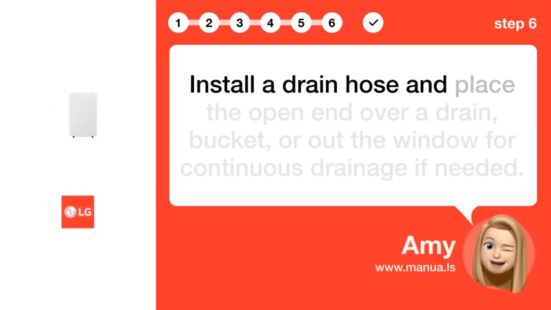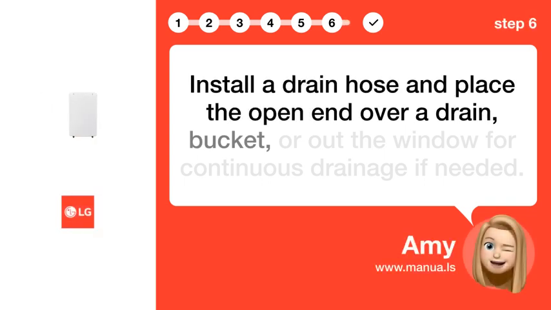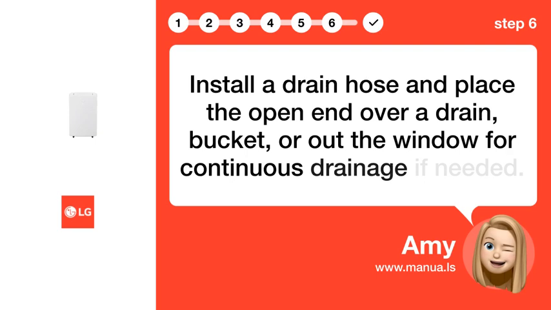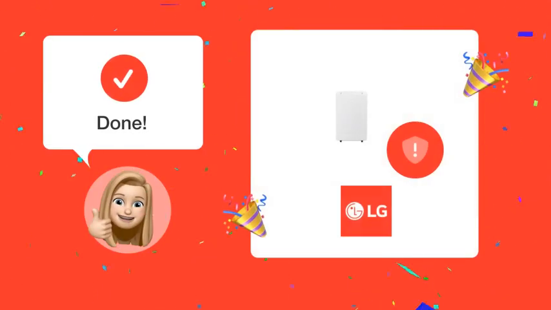Install a drain hose and place the open end over a drain, bucket, or out the window for continuous drainage if needed. By following these steps, your LG LP1017WSR air conditioner should work perfectly after resetting.